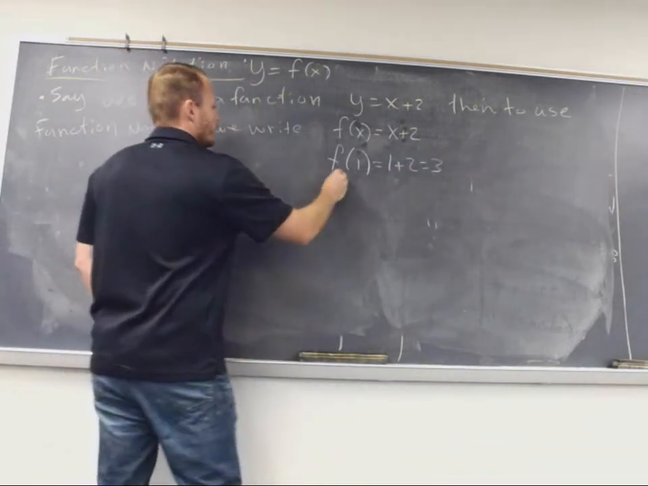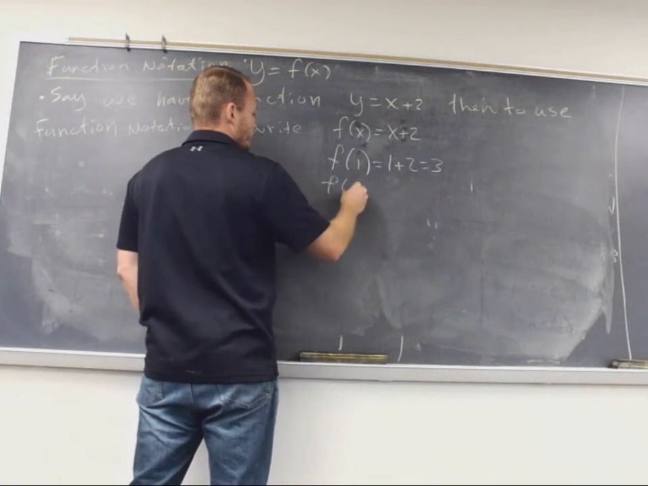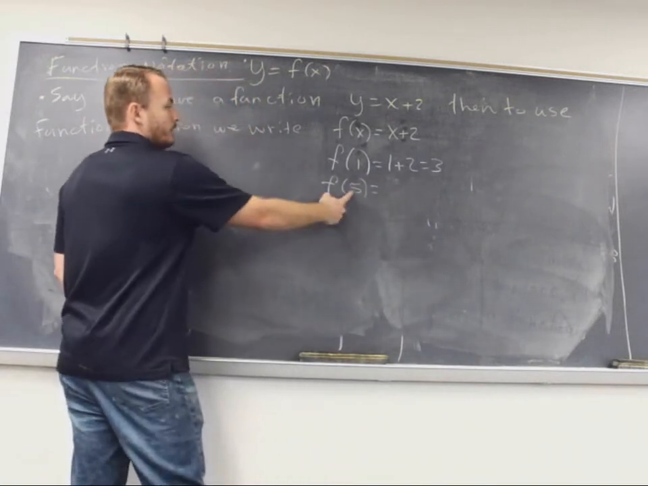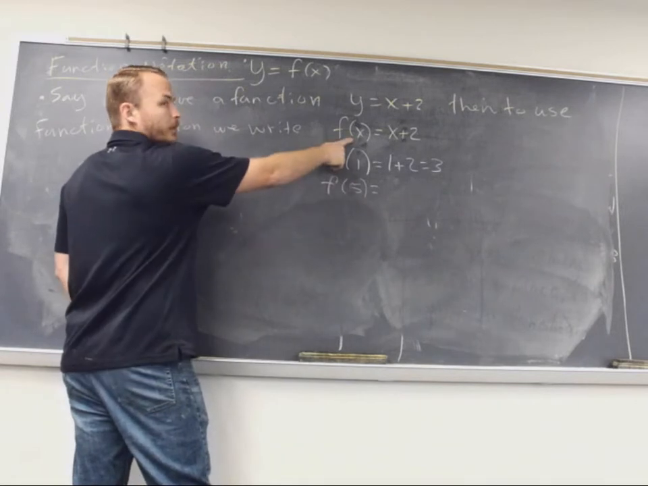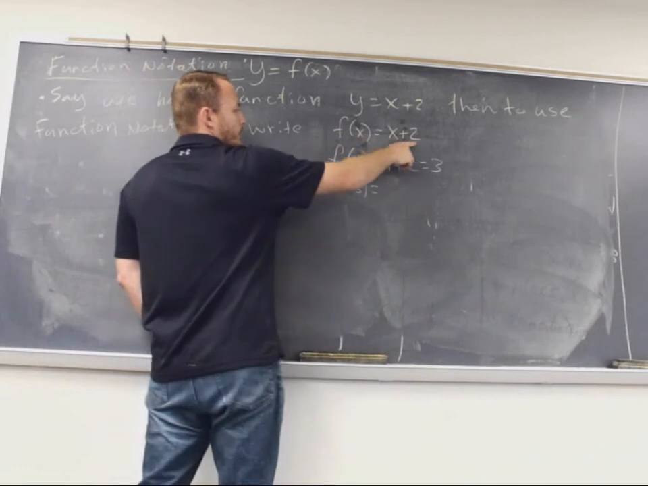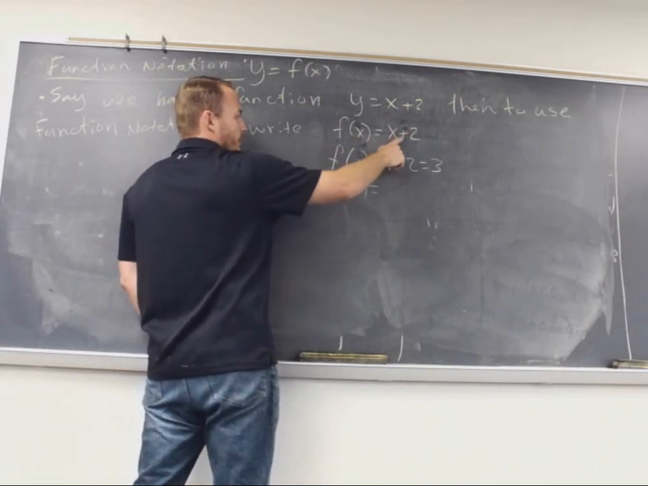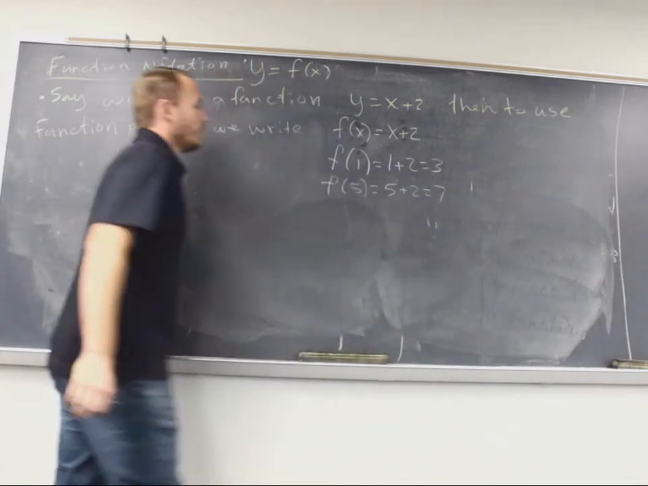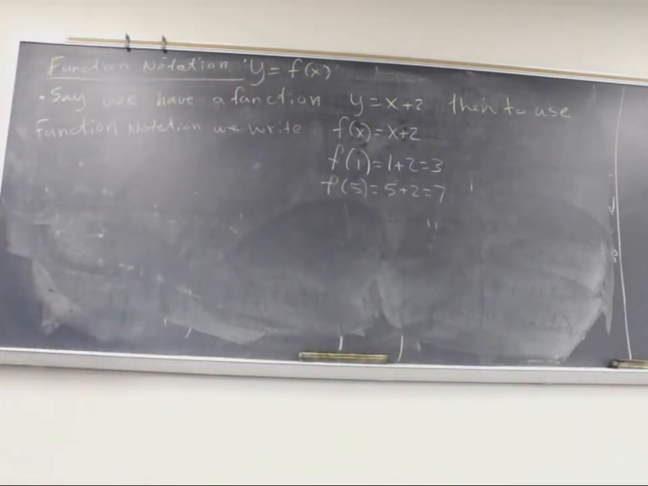All right, if I wanted to know f of 5, that means I'm plugging 5 into this f function up here, everywhere there's an x. So this x became a 5, so every x in here becomes a 5 also. So 5 plus 2 is equal to 7. So that's what makes it a shorthand.